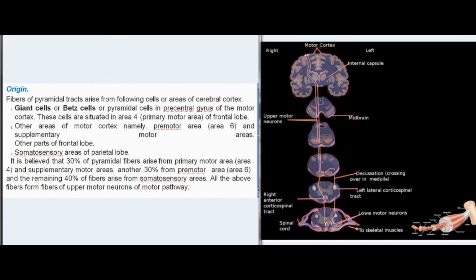Origin. Fibers of pyramidal tracts arise from following cells or areas of cerebral cortex: giant cells or Betz cells or pyramidal cells in precentral gyrus of the motor cortex. These cells are situated in area 4, primary motor area, of frontal lobe. Other areas of motor cortex, namely, premotor area, area 6, and supplementary motor areas. Other parts of frontal lobe. Somatosensory areas of parietal lobe. It is believed that 30% of pyramidal fibers arise from primary motor area, area 4, and supplementary motor areas, another 30% from premotor area, area 6, and the remaining 40% of fibers arise from somatosensory areas. All the above fibers form fibers of upper motor neurons of motor pathway.